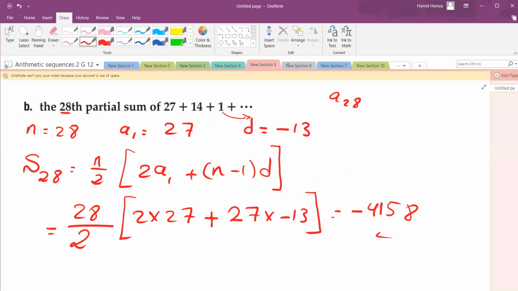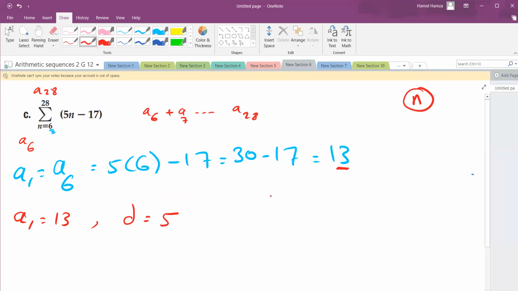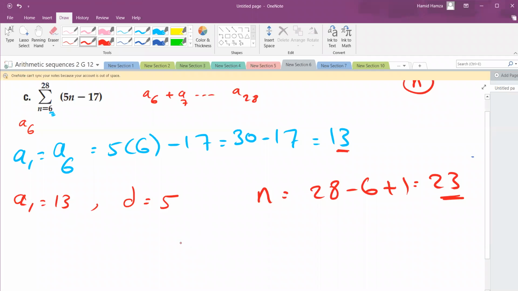So let's go back again. n in this case equals 28 minus 6 plus 1. So 28 minus 6 will be 22, plus 1, so 23. That means from A6 to A28 there are 23 terms.